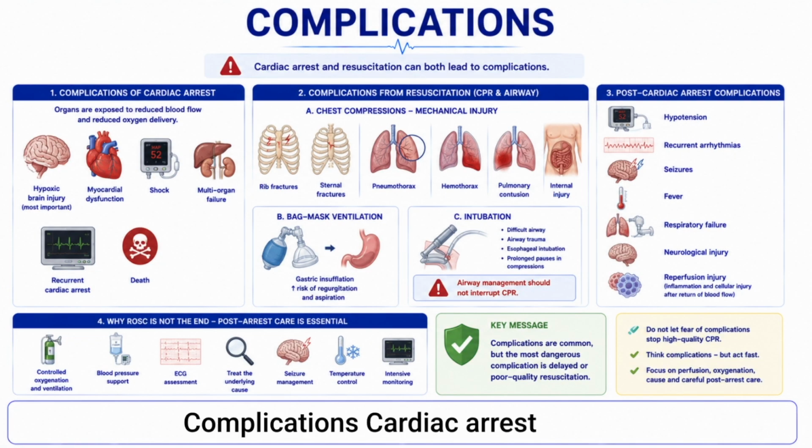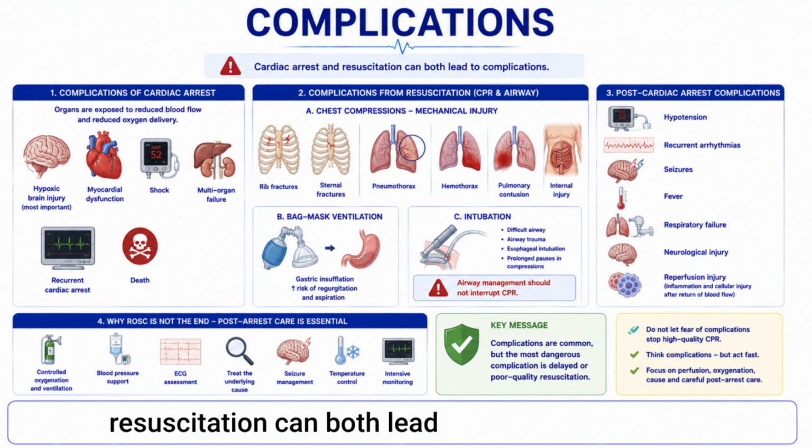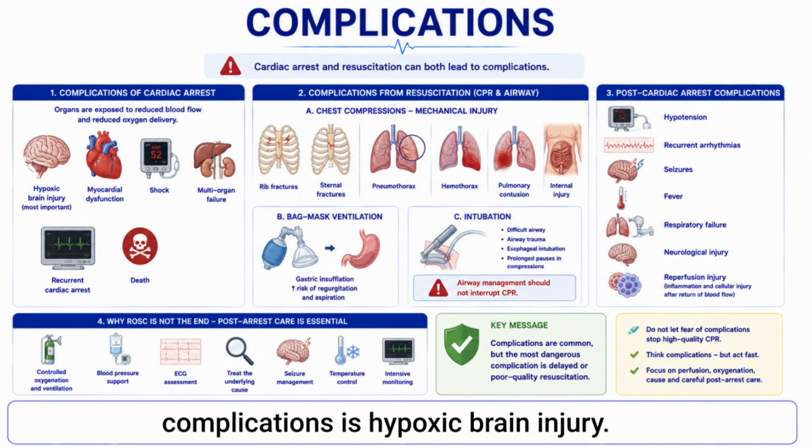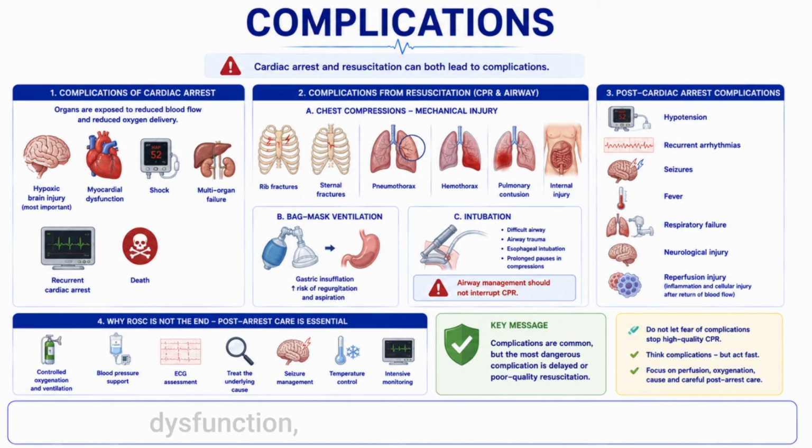Complications. Cardiac arrest and resuscitation can both lead to complications. First, the cardiac arrest itself can cause severe complications because organs are exposed to reduced blood flow and reduced oxygen delivery. The brain is especially vulnerable, so one of the most important complications is hypoxic brain injury. Patients may also develop myocardial dysfunction, shock, multi-organ failure, recurrent cardiac arrest, or death.